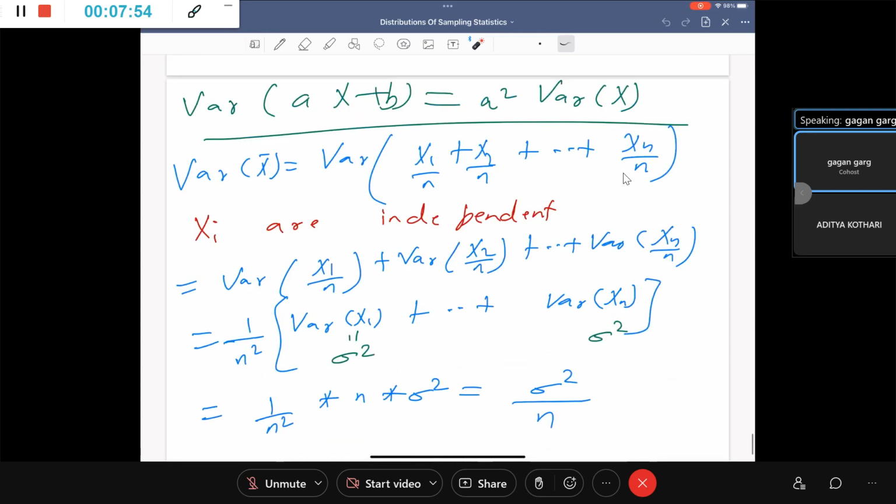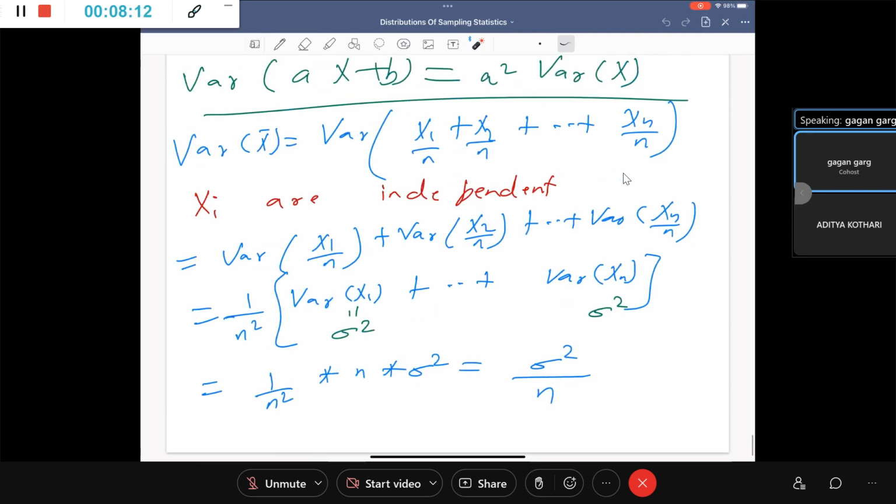For variance, this b has no significance and a becomes a square. So this 1 by n becomes 1 by n square. And then you add it n times, so you get n here and n square here. So the n cancels, and we get sigma square by n. And that's where we stopped last time.